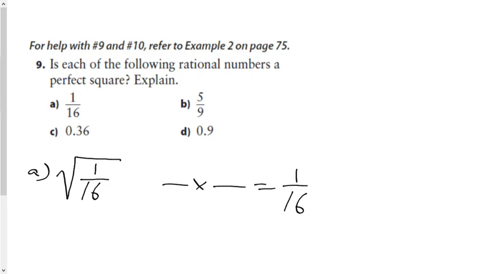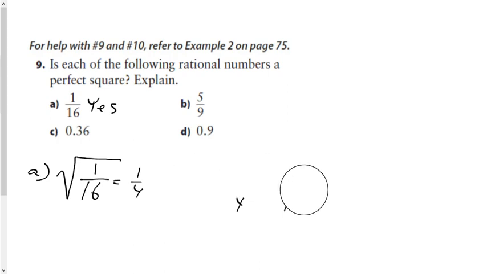Is it possible to have a fraction? Yes or no? What's the numerator? 1. And what's the denominator? 4. So therefore, yes, it is. And to prove it, I could say the square root of 1/16 is equal to a quarter, or a quarter times a quarter equals 1/16.